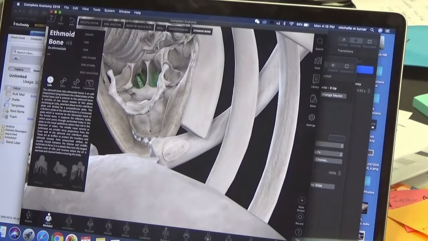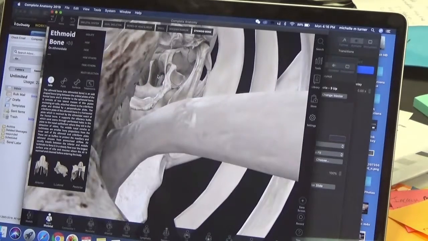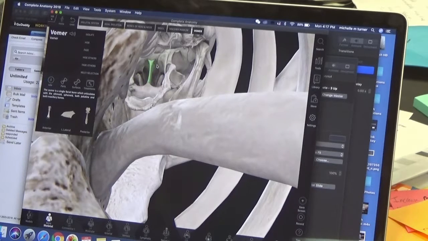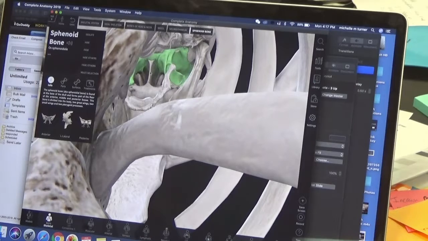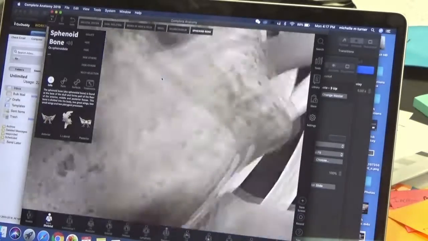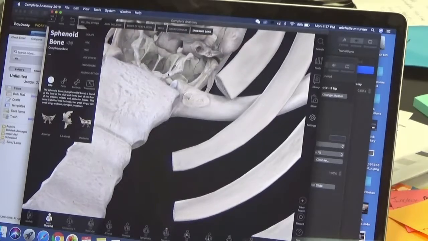But again, here is the ethmoids. And right there is the, oh, that was a concha. Vomer, sphenoid, coming again over that sternum.